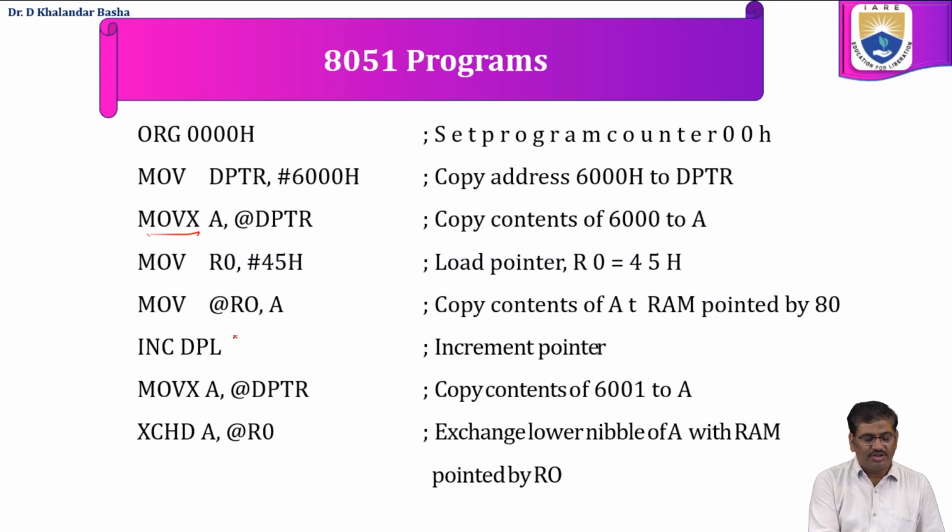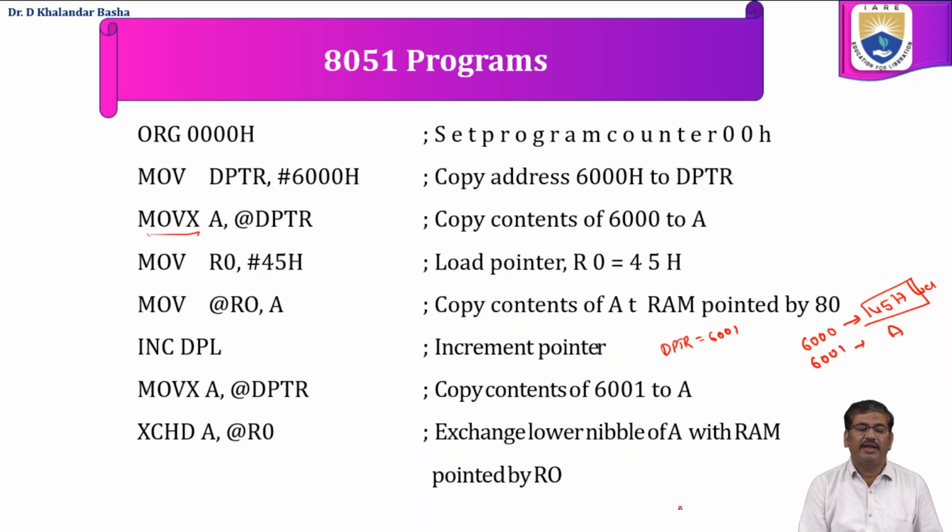Next, for pointing to the 6000H, 6001 location, increment the DPTR. As DPTR is 16-bit, only the lower part needs updating, so either you can write INC DPTR or increment only DPL. Then we copy the data from the external memory at the 6001 location into the accumulator using MOVX A, @DPTR. Now the 6000 location data is there in 45 location, whereas 6001 data is there in the accumulator.